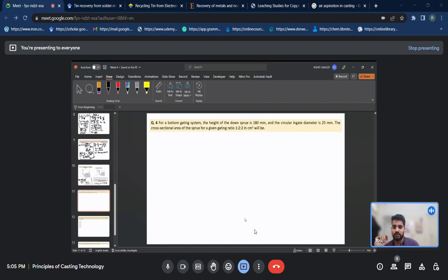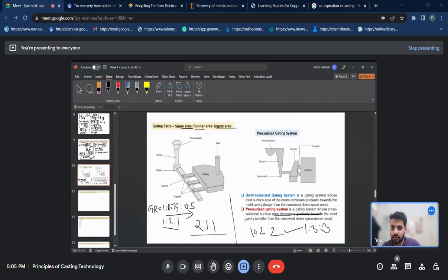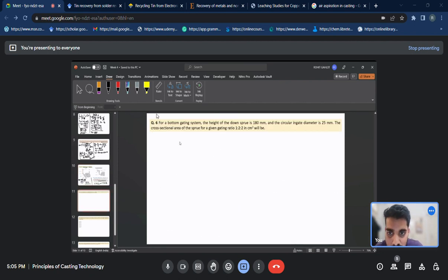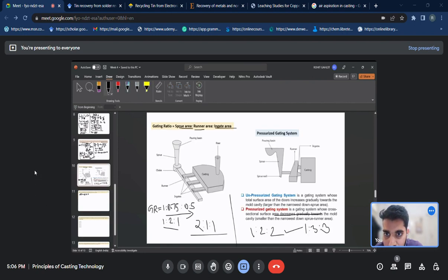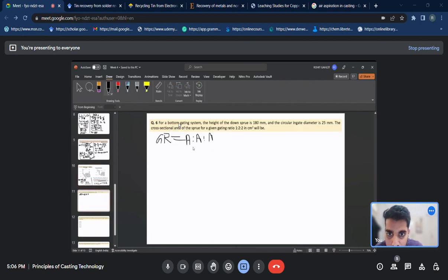So firstly you need to see what this gating ratio is. You will write it as gating ratio. It is a ratio of 3 areas, and these areas are sprue, then runner, then comes the gating.